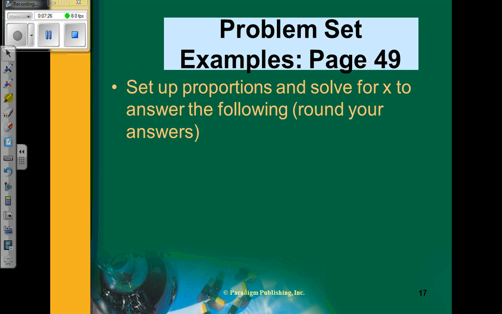So to set up ratios, proportions, and solve for x to answer the following, and then round your answers. Number 16, we're getting to a little bit more word problems. 72, and we're going to combine some knowledge that we've already gained from the previous sections. 72 is what of 254. So this is still going to be set up in a ratio proportion, but I'm just giving you a little formula to help you place the numbers.